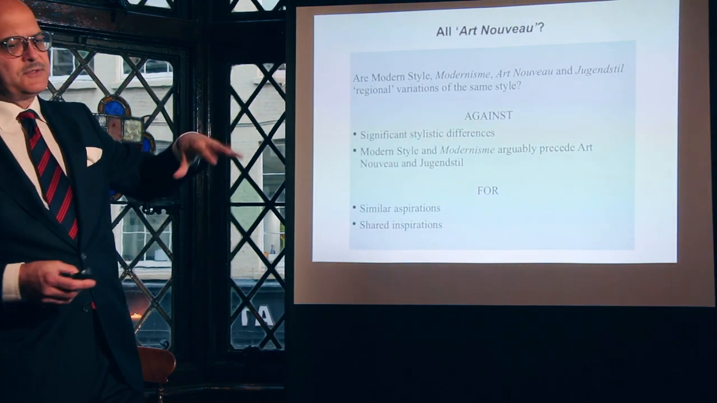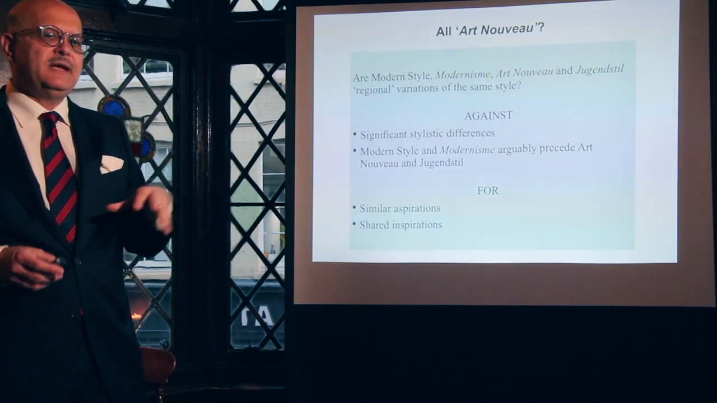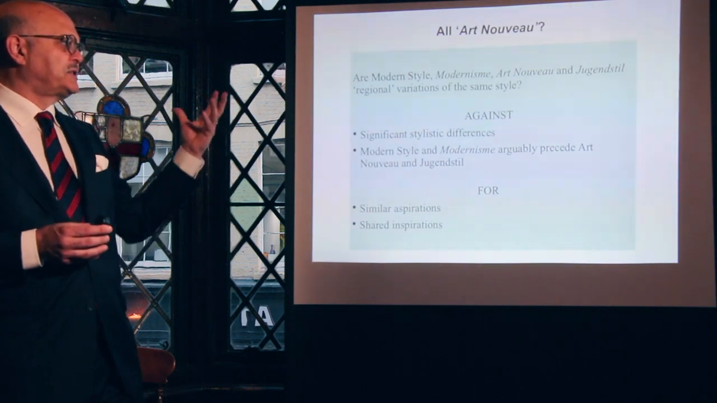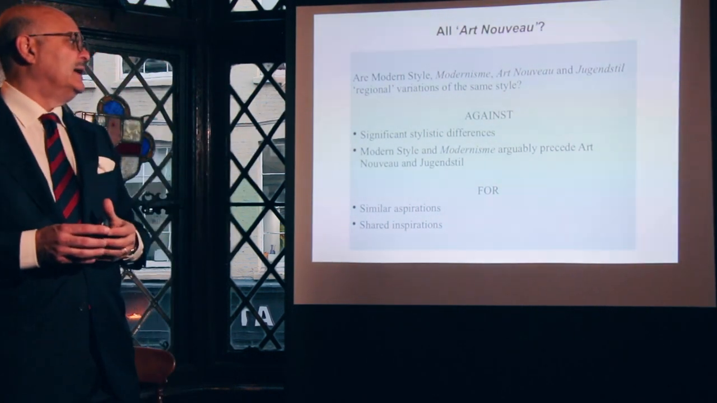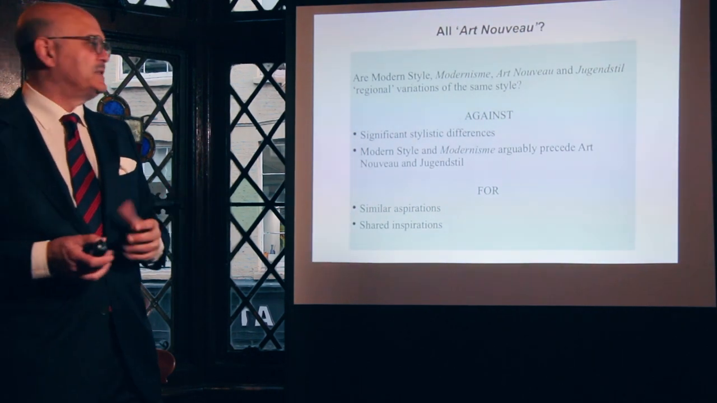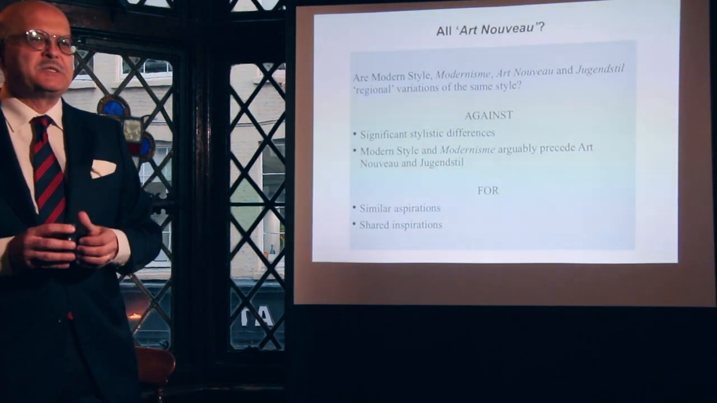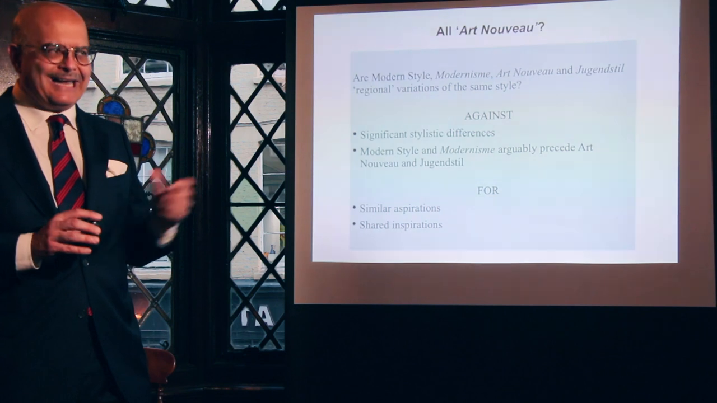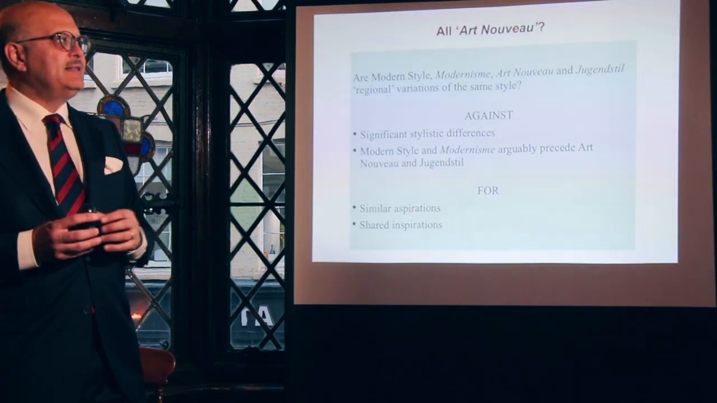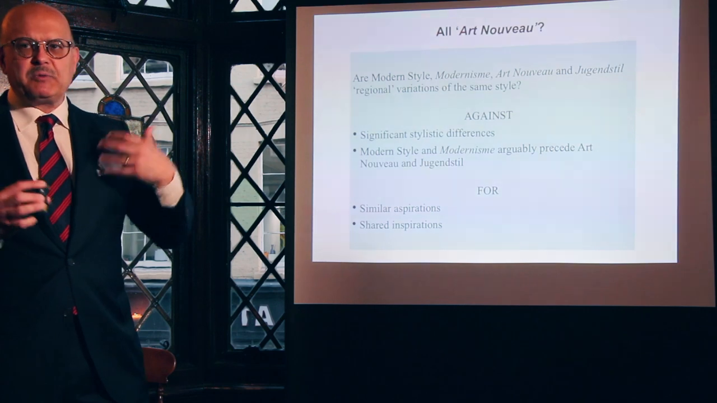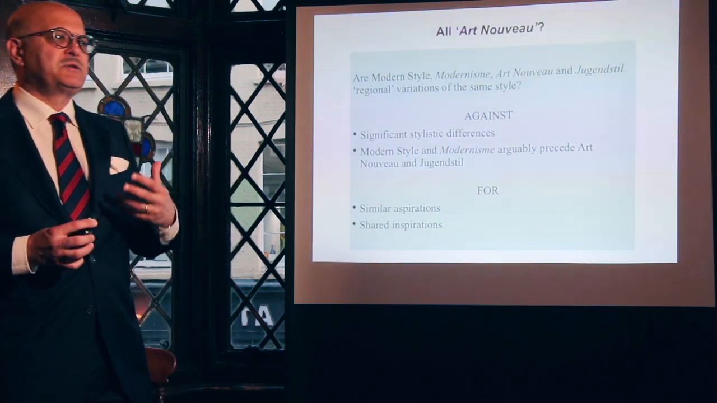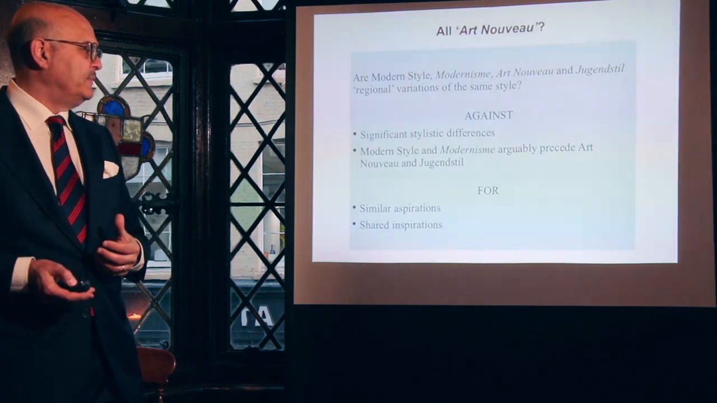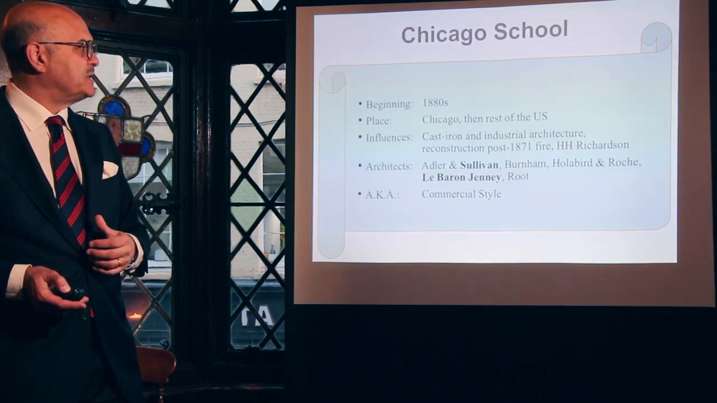Now, are all these styles that I just talked about Art Nouveau? Very often, in the current historiography, they're just seen as regional variations of the same thing. I think there are some important stylistic differences. There's also a chronological difference. Modern style and modernism happened almost 10 years before Art Nouveau and Jugendstil, and yet Art Nouveau and Jugendstil borrow only lightly from those two other styles. So I think that there are expressions of a very similar sentiment, a very similar spirit, but they're sufficiently different that I think they deserve to be considered parallel, different styles, though they have similar aspirations and inspirations.